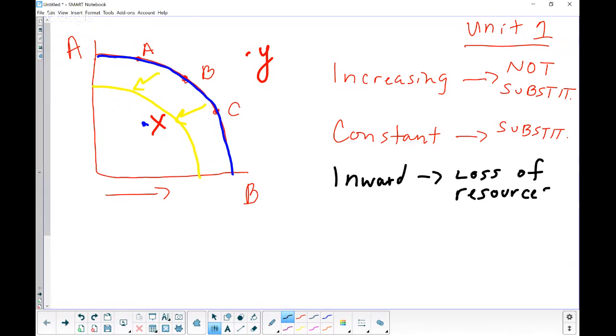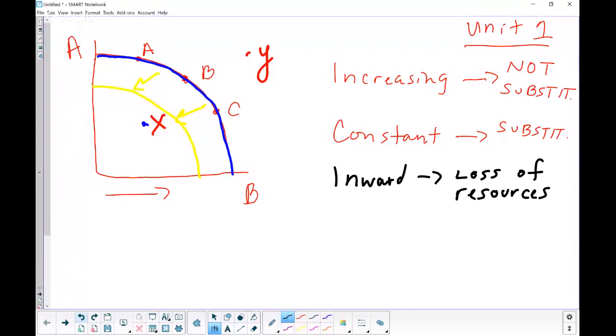This is not unemployment. Okay, this here is unemployment. Any point inside the curve is considered to be unemployment. Shifting the curve inward is not unemployment. It means we have actually lost our resources. Okay, that's again important to know.